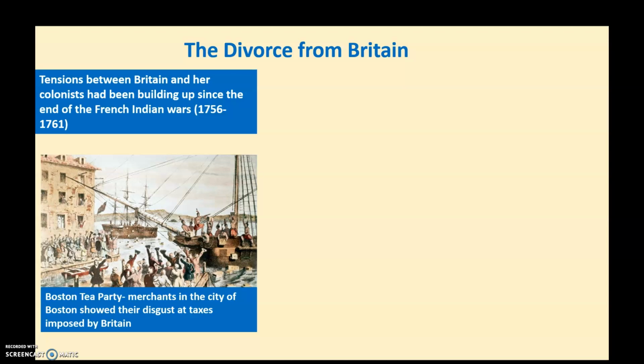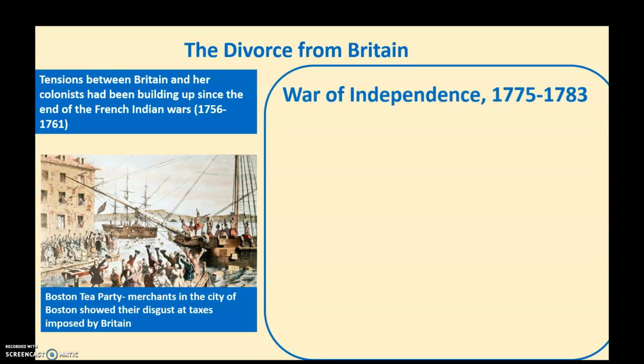They say we don't have any representation in the UK Parliament or the British Parliament. We haven't voted for these taxes, therefore why should we pay them? And then some famous events take place, like the Boston Tea Party, where the merchants of the city of Boston, trying to show their disgust about these taxes they have to pay, basically throw tea, which is quite a rich commodity, into the sea. Interestingly, they actually dress up as Native American Indians. That's to show their unhappiness. And this leads to the divorce, basically. So you see these increasing tensions, and then this essentially leads eventually to a war of independence.